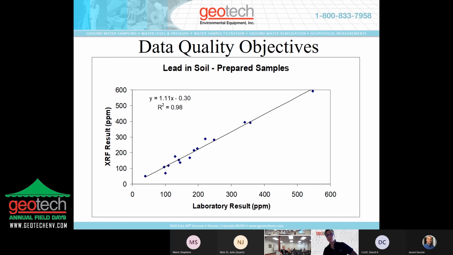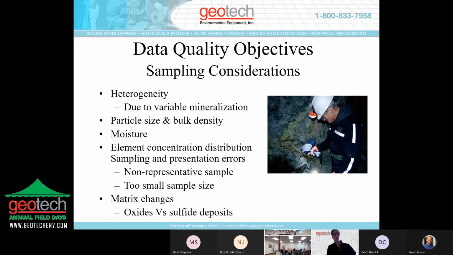Now, if you're trying to just figure out the plume of contamination, should you be out there preparing samples? Likely not. It's best to just use your fastest screening tool. So determining your data quality objectives is going to help you determine what your approach is.